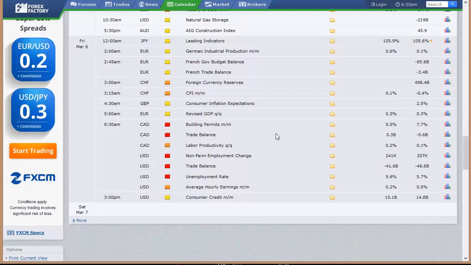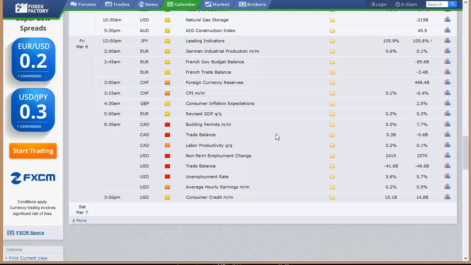That's 5 a.m. That's not the first look at their GDP. And then big data dump out of the U.S. and Canada. Building permits, trade balance, labor productivity out of Canada, the non-farm payroll number, trade balance. So we've got both the unemployment rate and the non-farm payroll. That's one of our big three each month. And trade balance, another one of our big three each month.